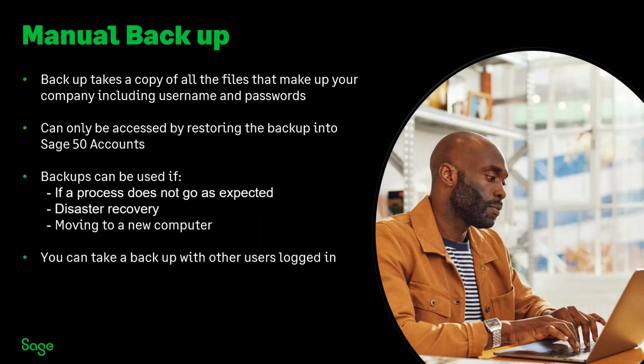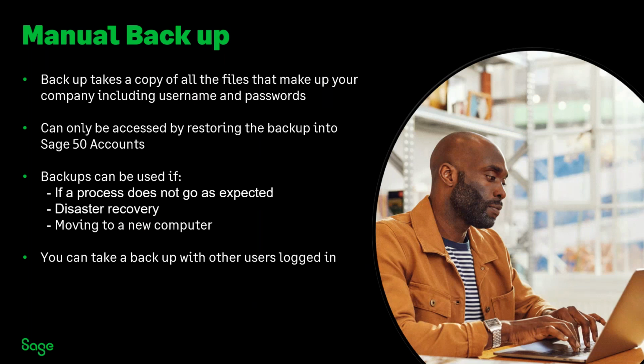So the process of a backup is to take a copy of all the files that make up your company, including things like the usernames and passwords, and it consolidates them into one compressed file. This can then only be accessed by restoring the backup into Sage 50 Accounts.